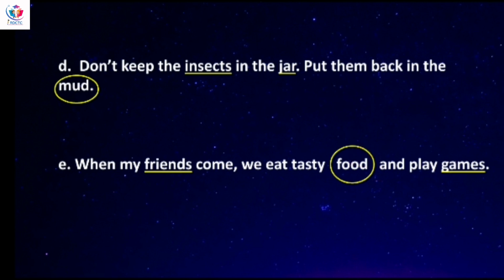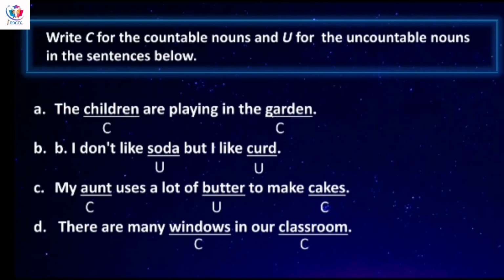Okay. Now we solve another exercise. Write C for countable nouns and U for uncountable nouns in the sentences below. The children are playing in the garden. We can count children and garden, so they are countable nouns. I don't like soda, but I like curd. We cannot count soda and curd, so they are uncountable nouns.